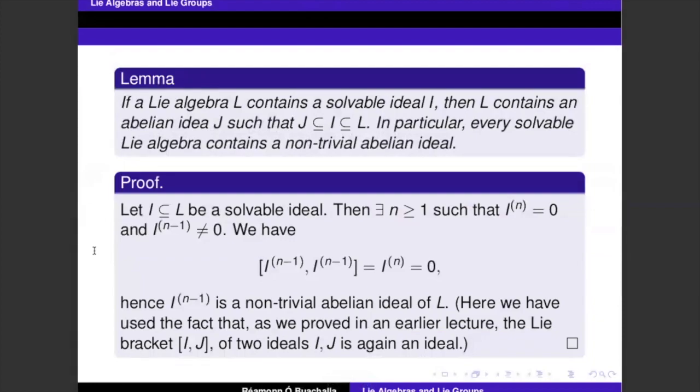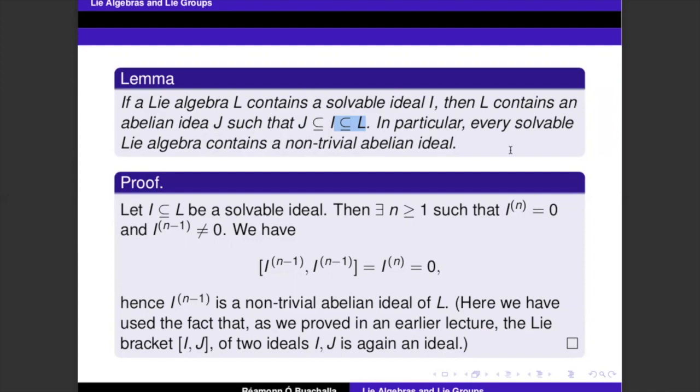Let's note first that if a Lie algebra L contains a solvable ideal I, then L contains an abelian ideal J which is contained inside I. Just to be clear, J is an ideal in I, but it's something stronger: it's actually an ideal inside L. In particular, if we let I equal L, we see that every solvable Lie algebra contains a non-trivial abelian ideal.